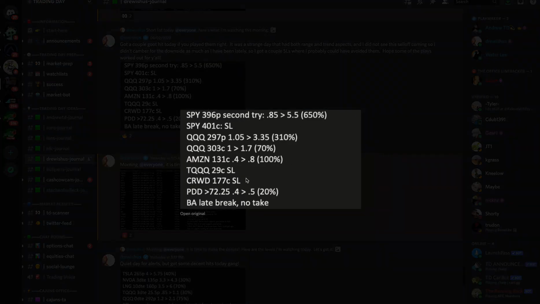Here's a day. Wasn't my best day, right? Had a weak break, no take. Couple of stop losses, right? We had a couple of good gainers there, so it was still a good day. But the goal here is to find some plays, to find some setups that you like, and to start learning what to look for yourselves.